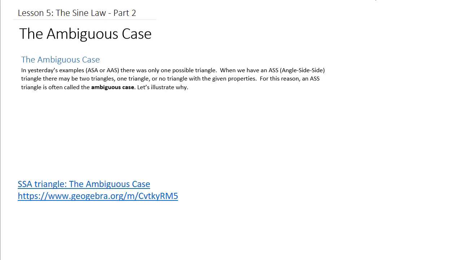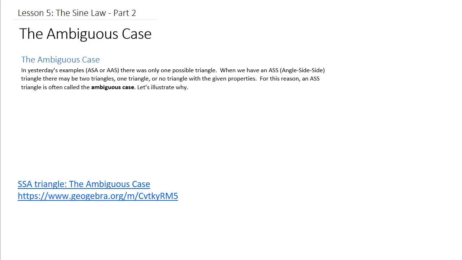Okay, so welcome to lesson 5, sine law part 2. This one's all about what we call the ambiguous case. All right, so there's one triangle that you have to be on the lookout for whenever you're using sine law, cosine law, any of that stuff. And there's really only one you have to worry about. The only one you have to check.